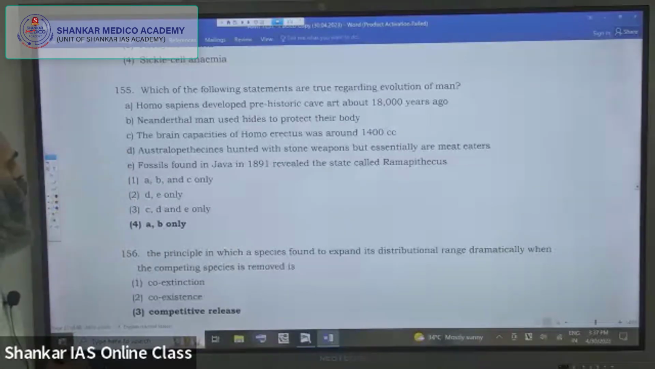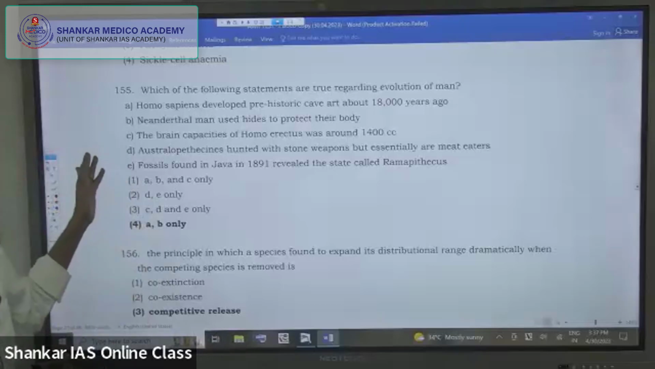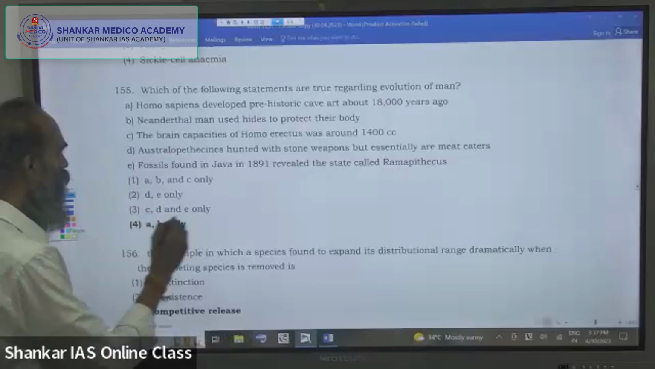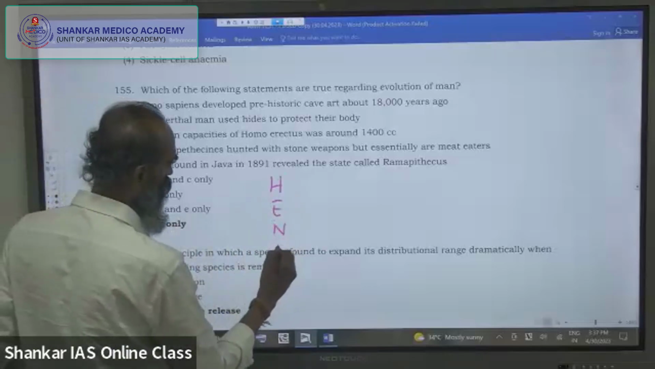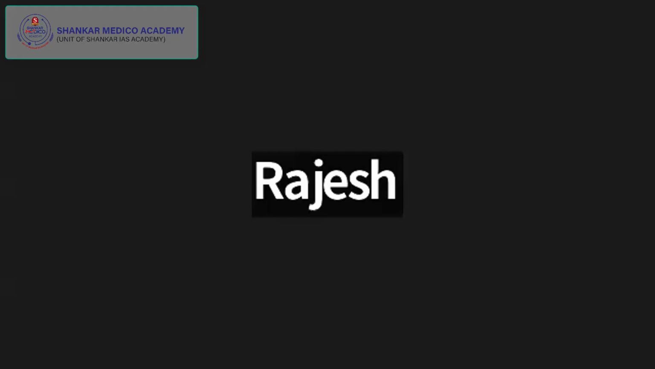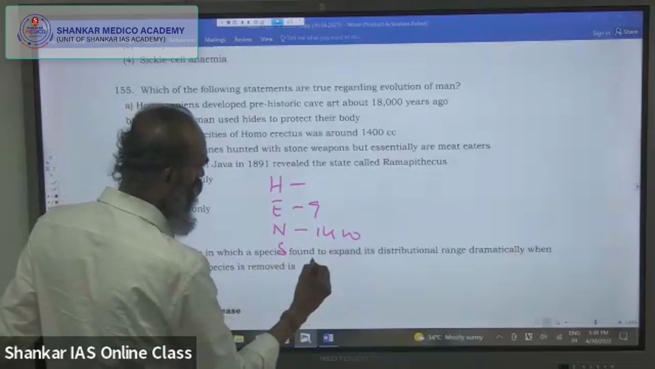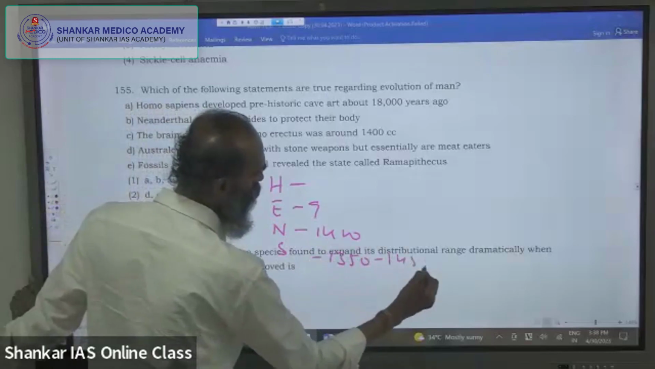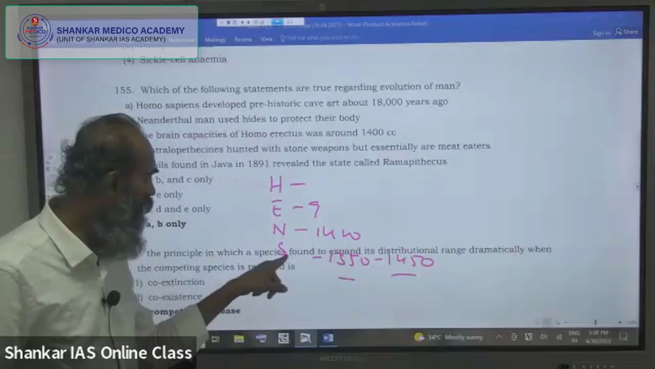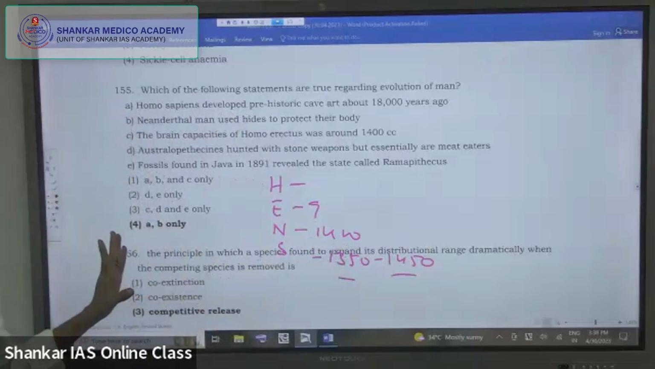The brain capacities of Homo erectus was around, see here you can remember HENS, H-E-N-S. What is the sequence of capacities? H means Homo habilis. Homo habilis how much? 650. 650 to 800. This is 900. This can vary from 1350 to 1450. Sometimes if they are giving less than 1400, then it is related to Homo sapiens. Don't get confused here.